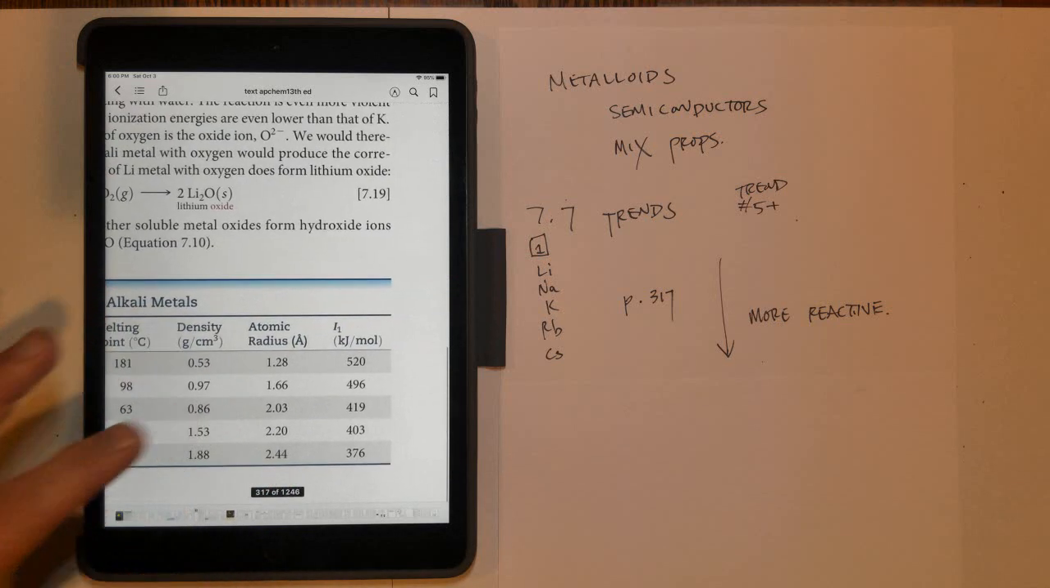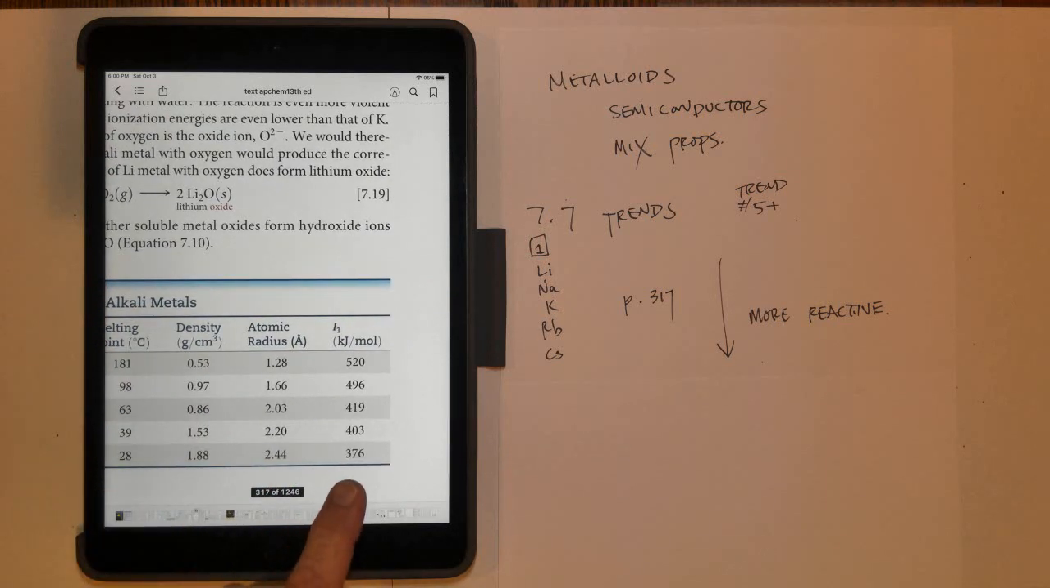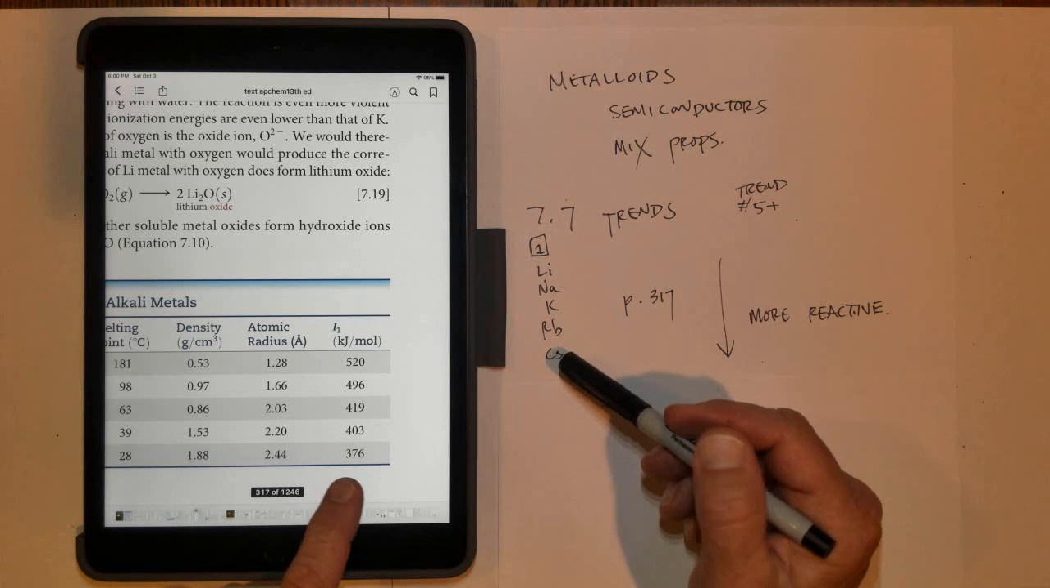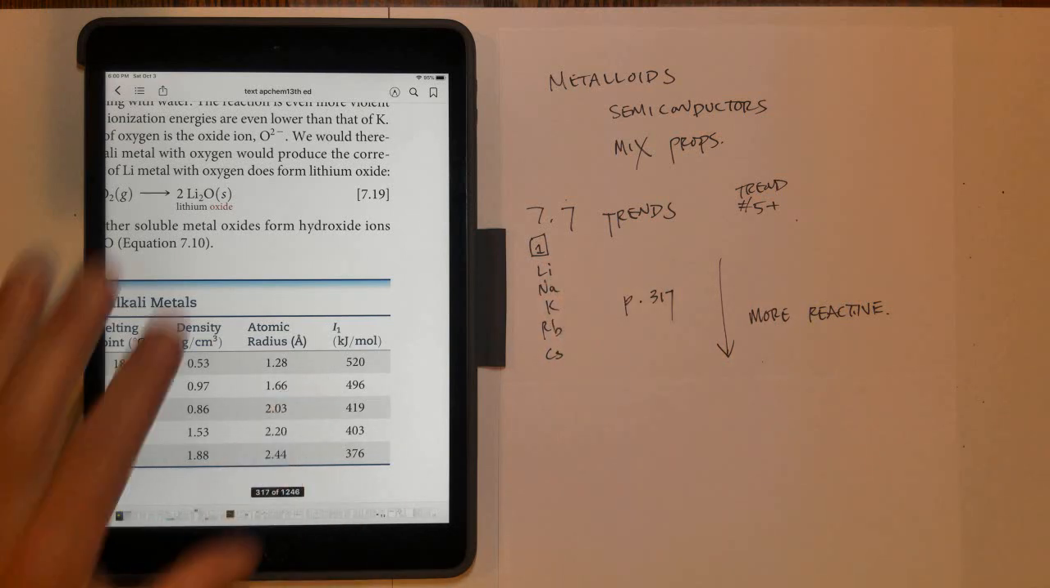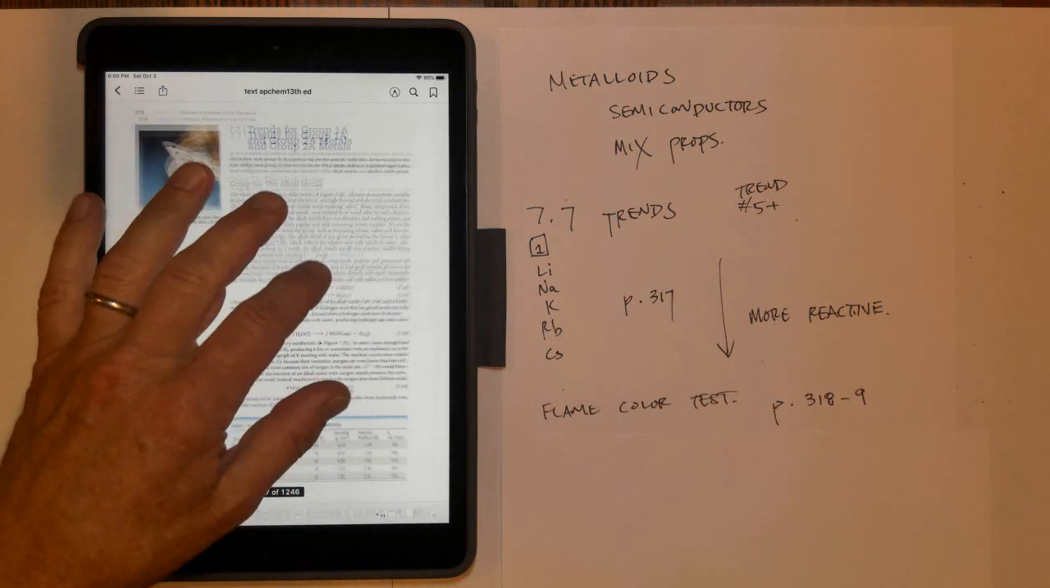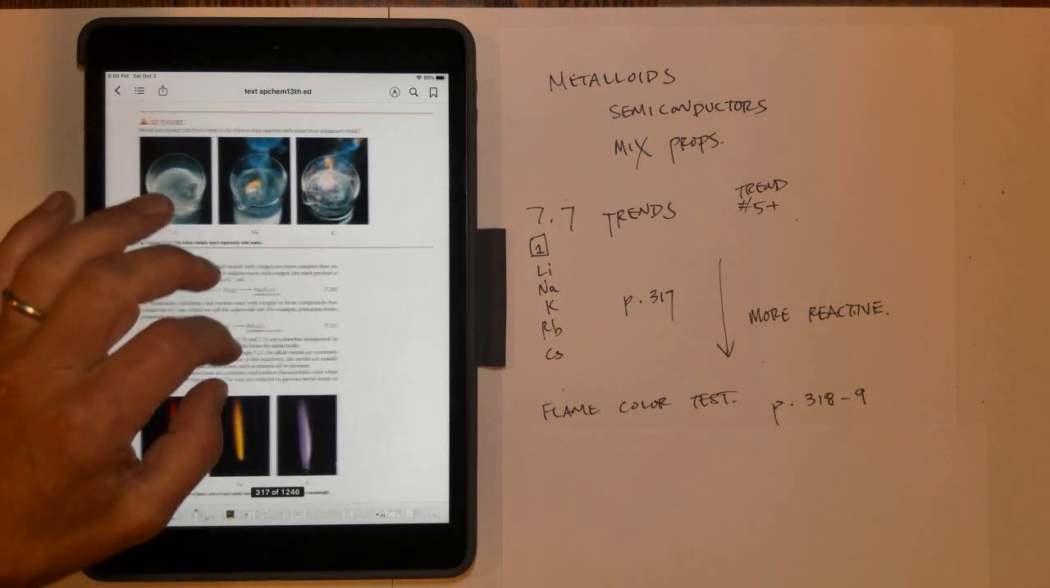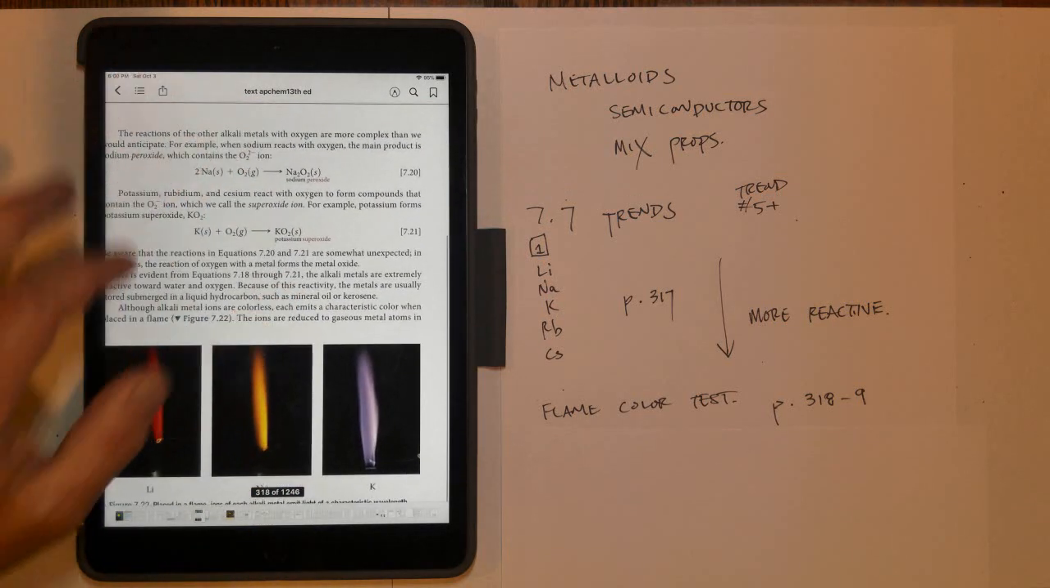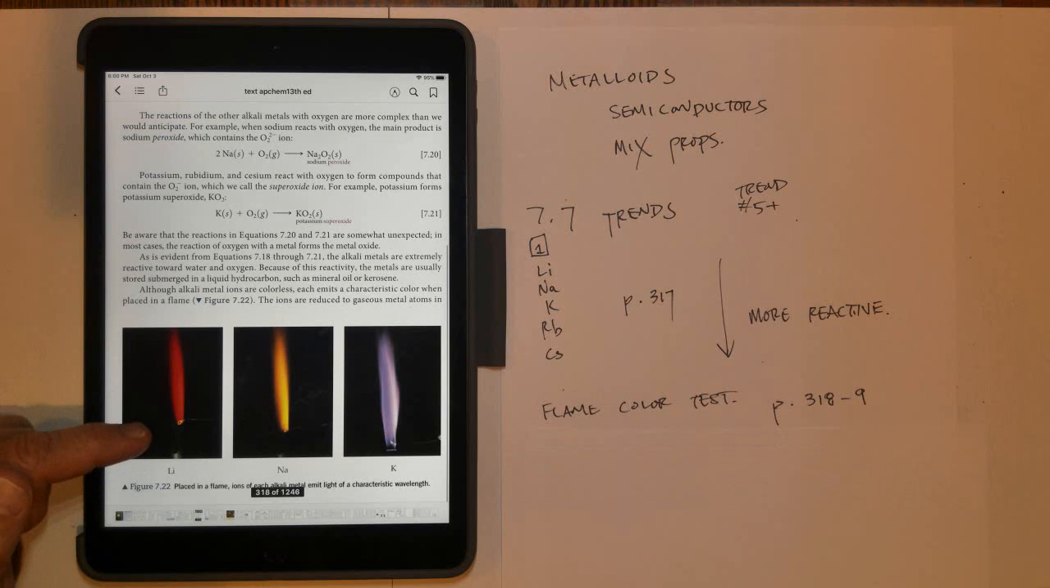And you can see the really low ionization energy here of cesium versus the little bit higher ionization energy of lithium. They have characteristic flame color tests. So if you take each one of these elements and place it into a flame, you can see that they give a characteristic color because their electrons are excited by the energy from the flame, and then they give off a wavelength of light that happens to be one that you can see that's colorful.